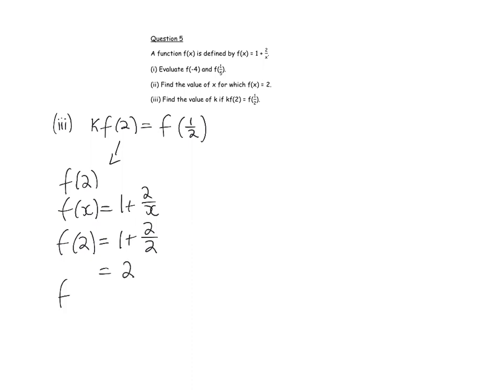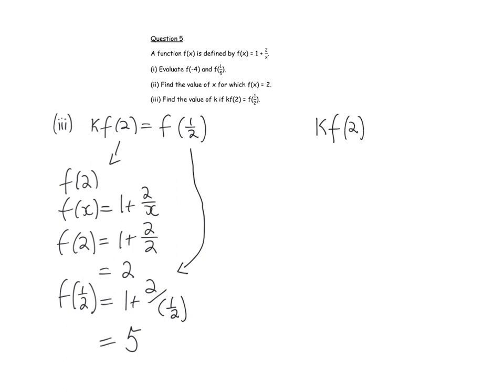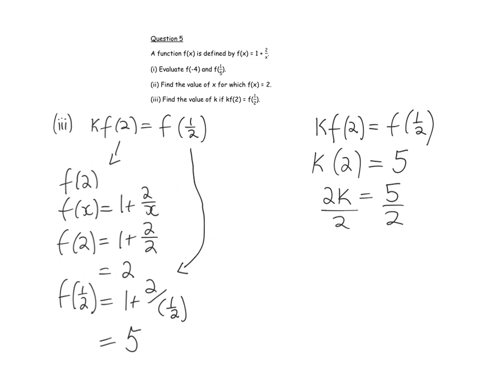We also need the f of a half. So we'll get 1 plus 2 over 1 over 2, and when you type that into your calculator, you're going to get an answer of 5. So bringing this back up, what we wanted at the start, we wanted k of f of 2 is equal to f of a half. So here we have k times f of 2, which is 2, is equal to f of a half, which is 5. So 2k is equal to 5. So then divide both sides by 2, and we'll get k is equal to 5 over 2. That's the answer for that question.